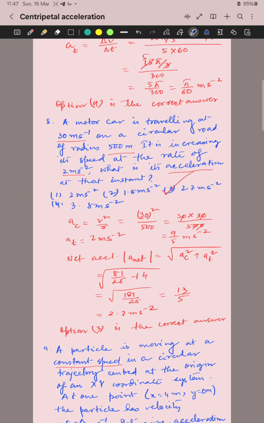Now if we find the centripetal acceleration, then the resultant of the two accelerations will be the acceleration of the car at that instant. So AC is found by this formula V square by R. We substitute the values and get it to be 9 by 5 meter per second square, and tangential acceleration is 2 meter per second square, already given. So if we square and then add and then find the square root, it gives us 13 by 5, which is 2.7 meter per second square. That is option 3 is the correct answer.